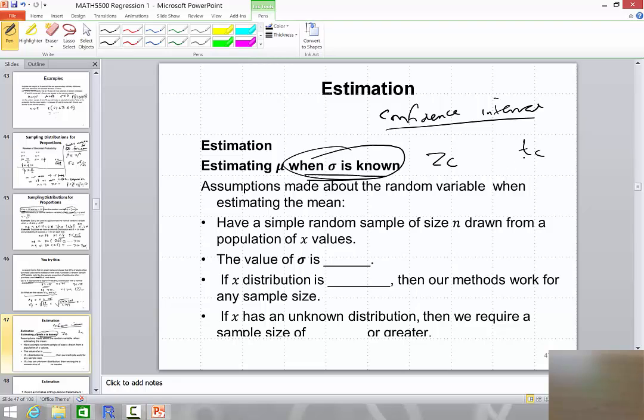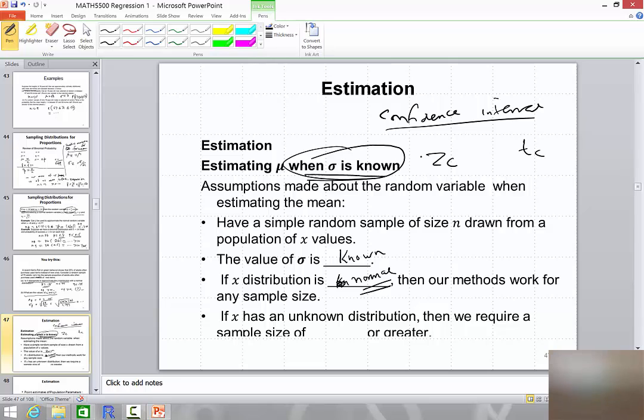Maybe you did this in your basic stats course, but you need to make sure the assumptions are met. You need a simple random sample, or in simple words, a random sample of size n drawn from a population of x values. The value of sigma needs to be known. If the x distribution is normal, then our method works for any sample size.